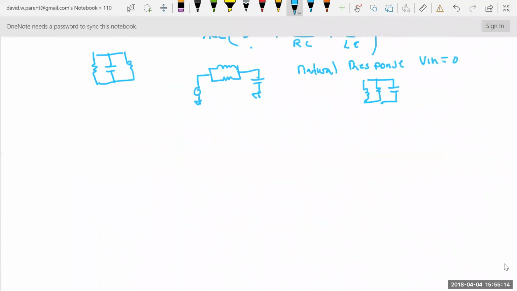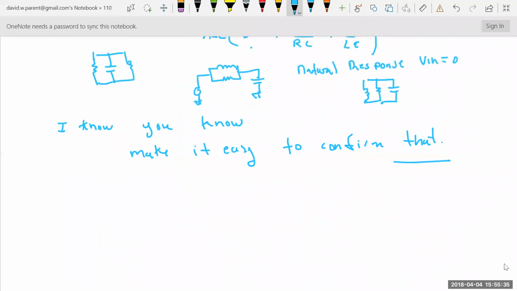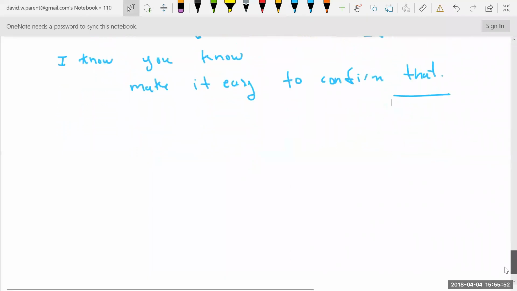Or let me put it this way, I know you know what you're doing. Make it easy to confirm that, right? You could think of exams as me trying to find out what you know and don't know, but I'm really just trying to confirm it because I really think you do know it, right? We're just trying to confirm it in the easiest way possible, or least resource intensive way.